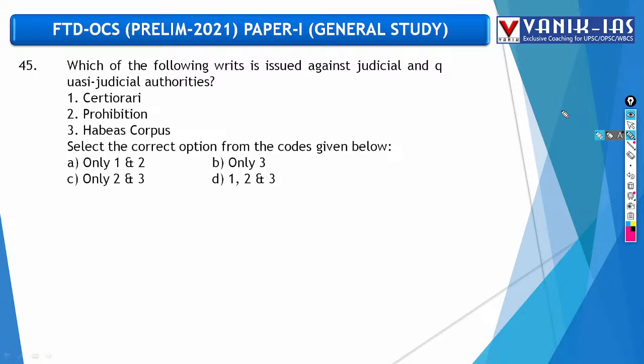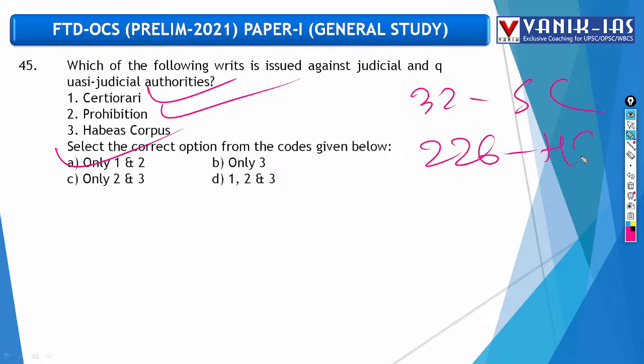Which of the following writs are issued against judicial and quasi-judicial authorities? Certiorari and prohibition. Prohibition means it stops a particular lower court from further work on that subject. Certiorari means the upper court will take the case to itself. Habeas corpus is not against courts, so C is wrong. It is writ jurisdiction. Writ jurisdiction of the Supreme Court comes under Article 32 in case of the SC, and Article 226 in case of the High Court.